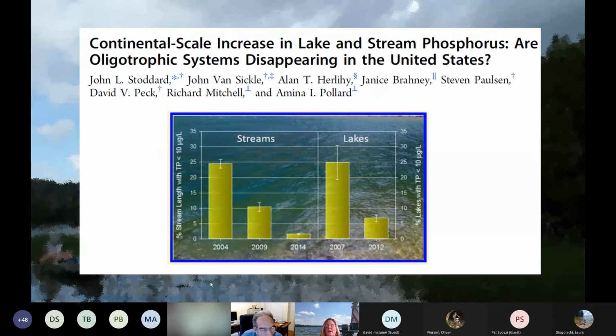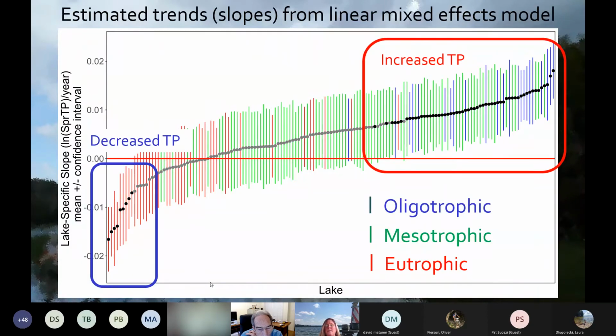In 2016, Stoddard et al. published findings from EPA's National Aquatic Surveys showing evidence of a continental scale increase in lake and stream phosphorus, suggesting that oligotrophic systems may be disappearing in the United States. You'll see the graph on the right is for the nation's lakes sampled in 2007 and 2012, and later I'll show you the results from Vermont. But that study prompted us to look at our 40 years of phosphorus trends in Vermont's inland lakes.